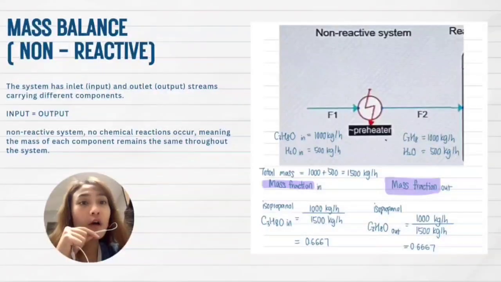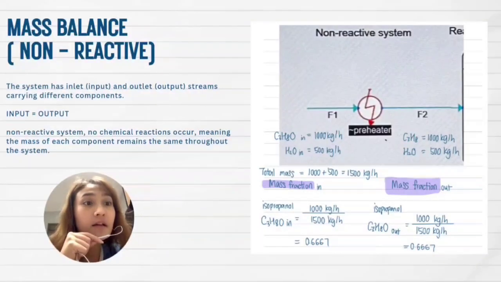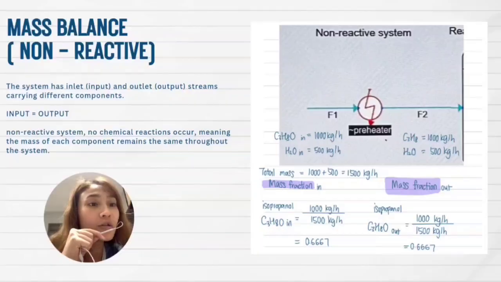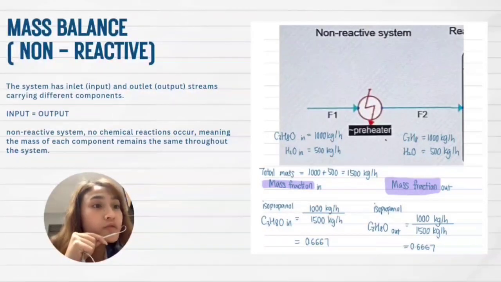So our mass balance for the non-reactive system is actually very easy and clear. As you can see, isopropanol is 1000 kg per hour, and the output will also be the same. And water input will be 500 kg per hour, and the output will also be the same. So we calculate the mass fraction, which for isopropanol is 1000 over 1500, and we got 0.6667. And for the output, it will also be the same, 0.6667.